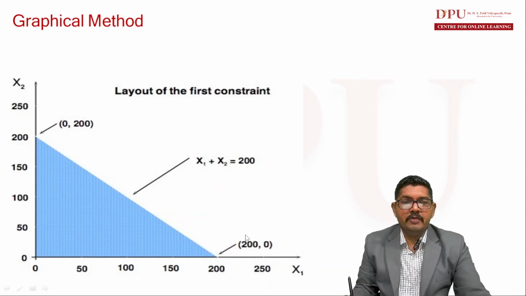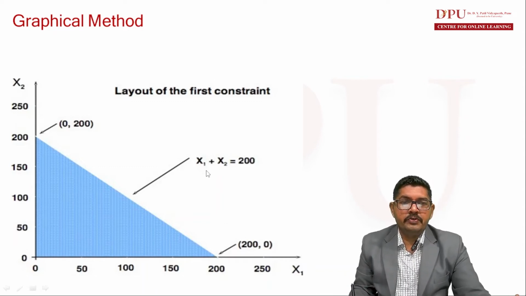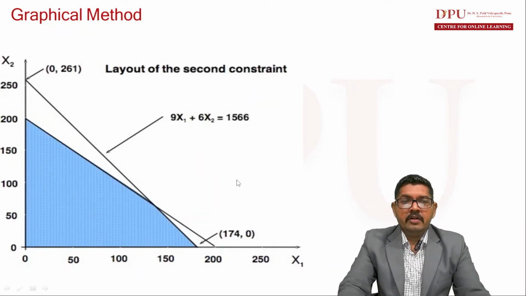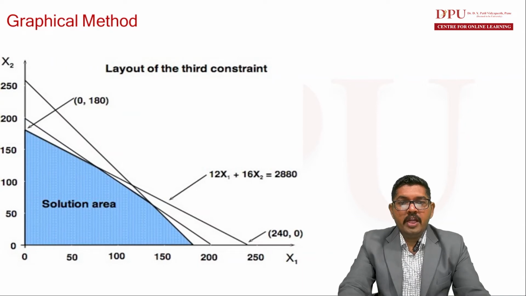By using this principle we get 2 points. When x1 is equal to 0, x2 becomes 200 in this equation, and when x2 is equal to 0, x1 becomes 200. So we get 2 points on the coordinate axes, and by joining them we get a straight line which represents x1 plus x2 is equal to 200. Similarly, we draw all the remaining lines: 9x1 plus 6x2 is equal to 1566, and 12x1 plus 16x2 is equal to 2880. So we have drawn the lines of all three constraints.